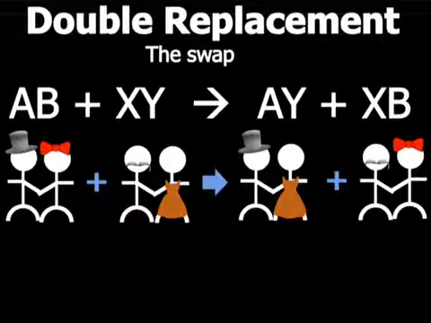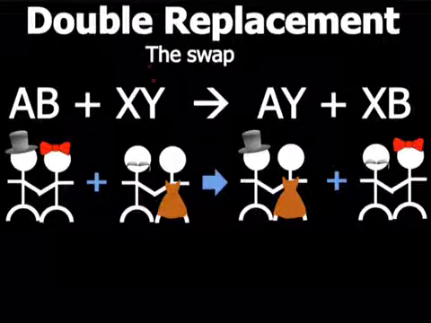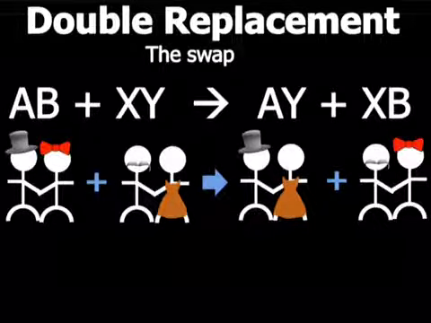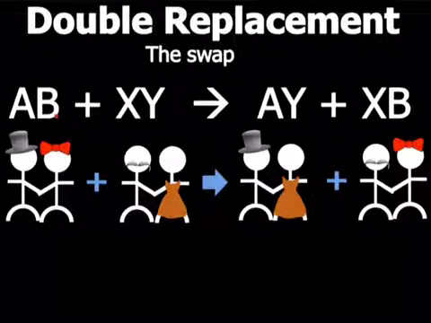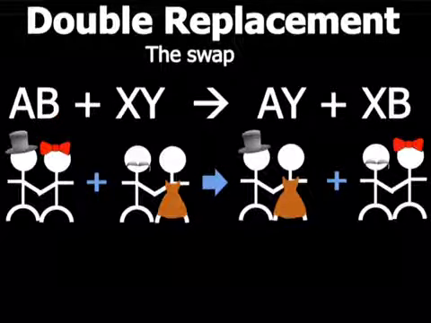And this would be a generic form of the reaction: AB plus XY yields AY plus XB. The cation of the first is going to go with the anion of the second. The cation of the second goes with the anion of the first. So just like in algebra, we're foiling. They're switching dance partners. This guy is going to go with that gal, and this guy is going to go with that gal. AY, XB.